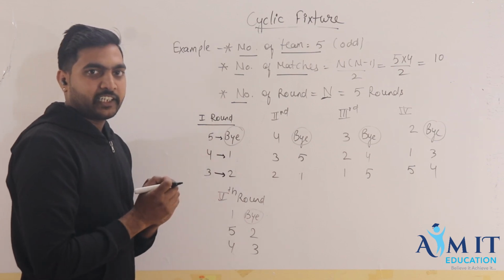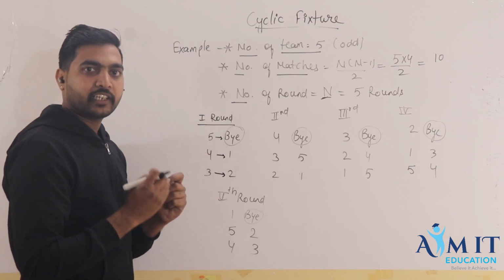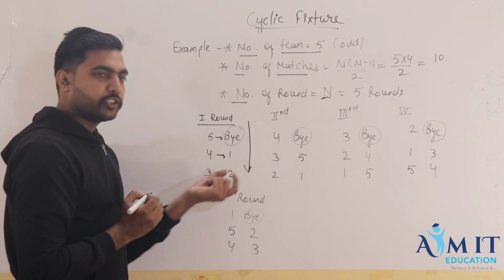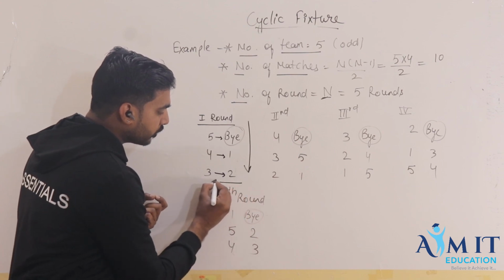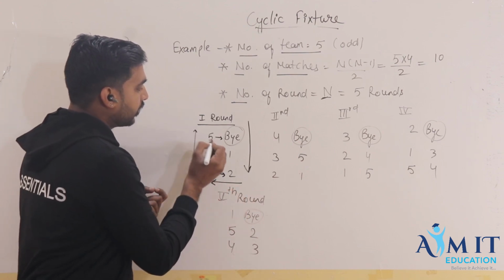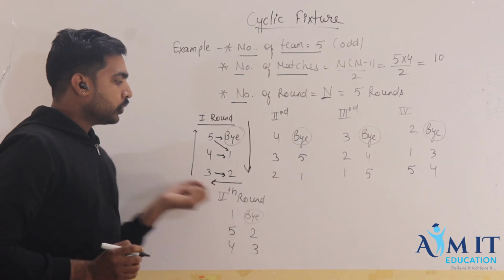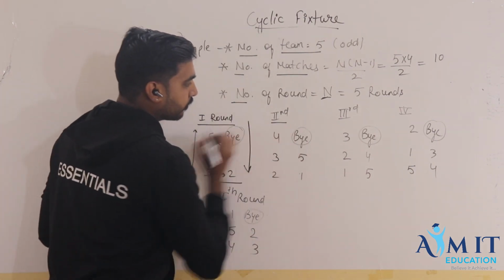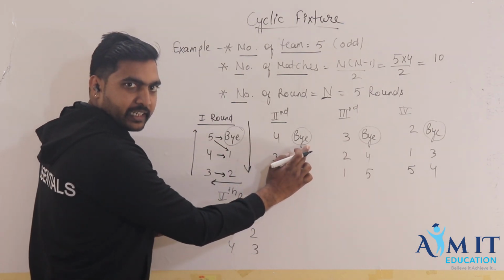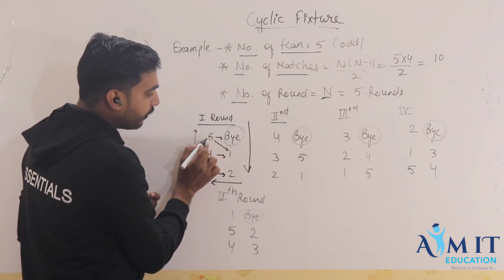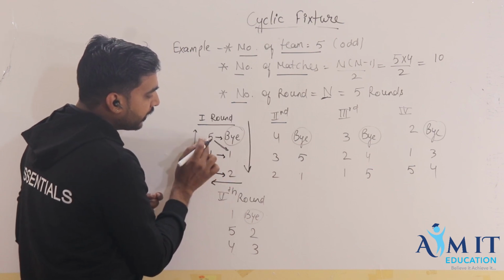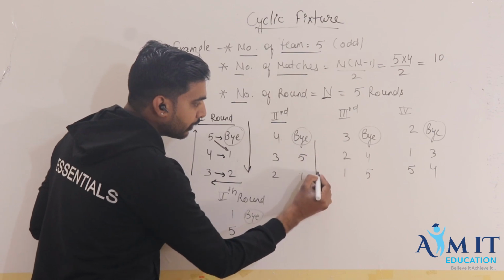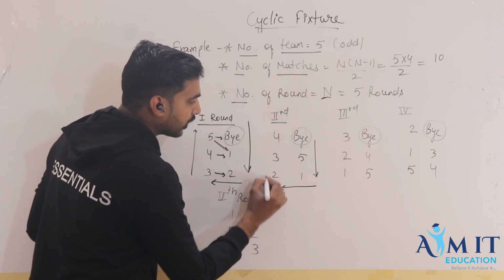Then in cyclic fixture, in which direction do the teams rotate? In the clockwise direction. With the help of the arrows, we show the movement, the rotation. In this manner, we show the rotation of the teams. In the second round, the bye is fixed at the right side top. Then 5 means this arrow. Look at this arrow. It means 5 comes at the place of 1 and the remaining teams rotate in which direction? In the clockwise direction.